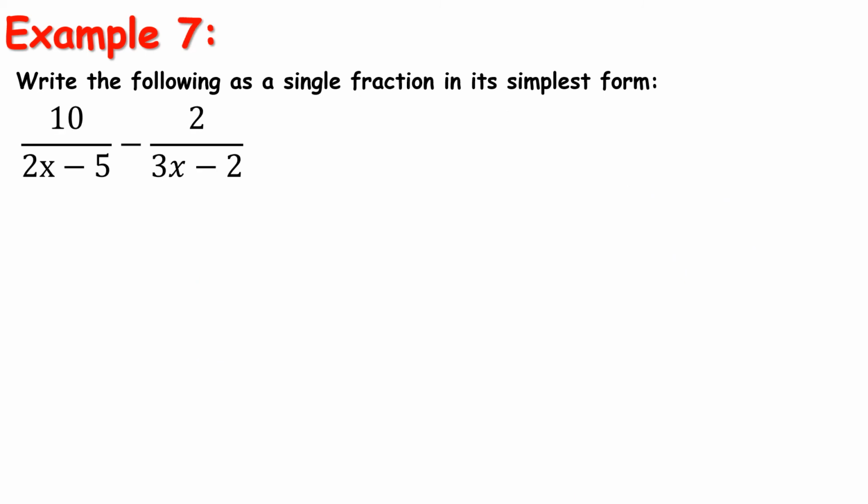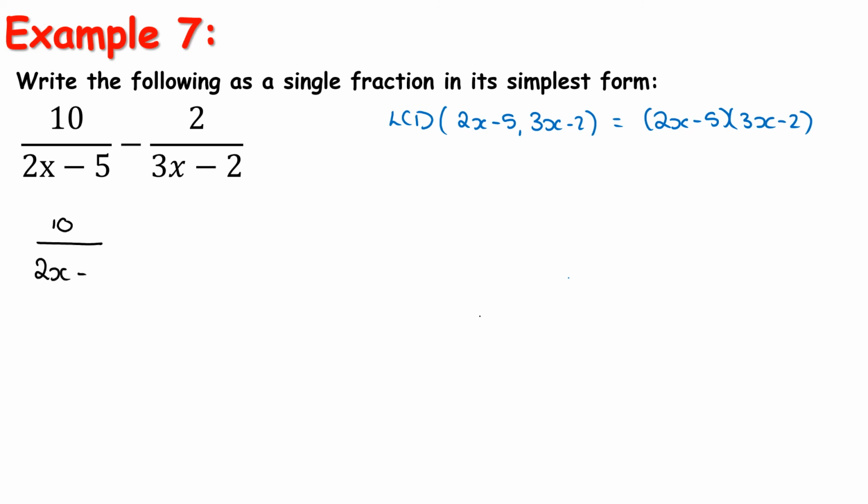Now, let's try another one. This is the same idea, but we have a subtraction. So the lowest common denominator of 2x minus 5 and 3x minus 2 is simply the two denominators multiplied together. I wouldn't multiply it out at this point. I leave that till the very last, but if you want to, that's fine. I'm going to need a bit of space. These particular questions need a little bit more space than we've been given, and that's okay.